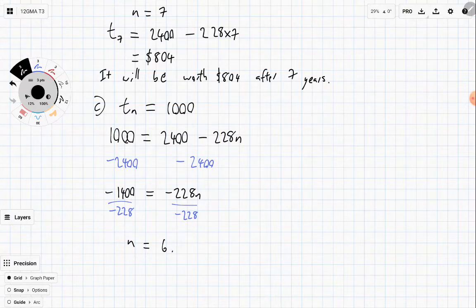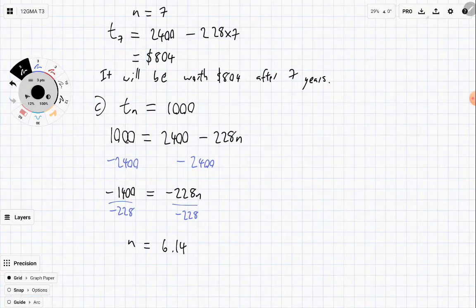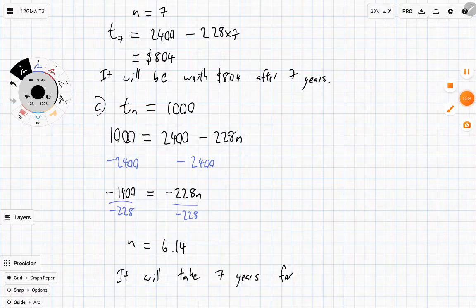Alrighty. Now, since we're depreciating, that means that after 6 years, it'll be just a little bit more than 1,000, and then by 7 years, it will be well and truly less than 1,000. So we do need to round this up. So it will take 7 years for the value of the cash register to go below $1,000.